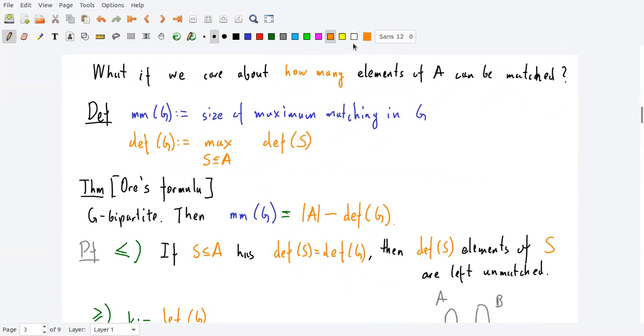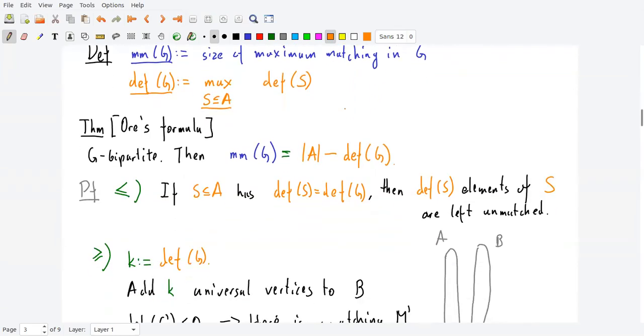Hall's theorem is about the sufficient and necessary condition for the existence of a matching that saturates A. However, what if we care about situations where I cannot really saturate A, but I care about what is the minimum possible number of elements of A that I cannot match? So I would like to find a matching that is simply maximum possible and understand, in terms of the defect, how large a matching like that I can find. So let's make some definitions. The maximum matching number of a graph is just the size of the maximum matching, and the defect of a graph is simply the maximum size of a defect of a subset of A.